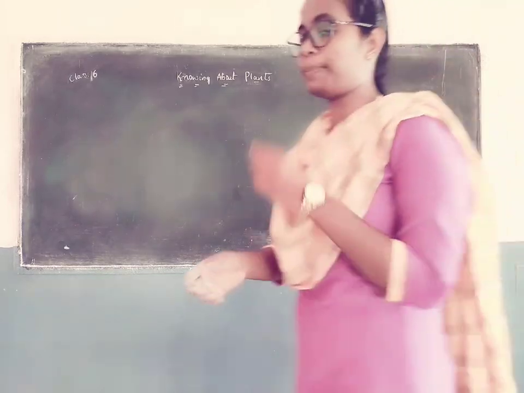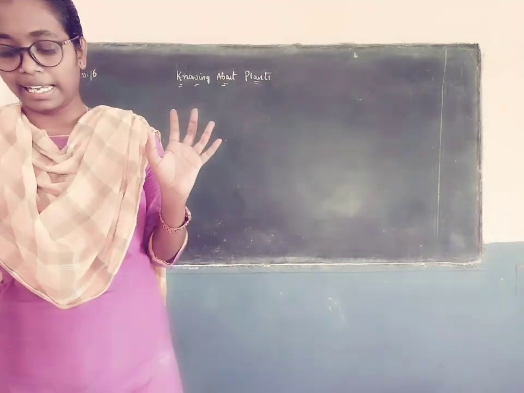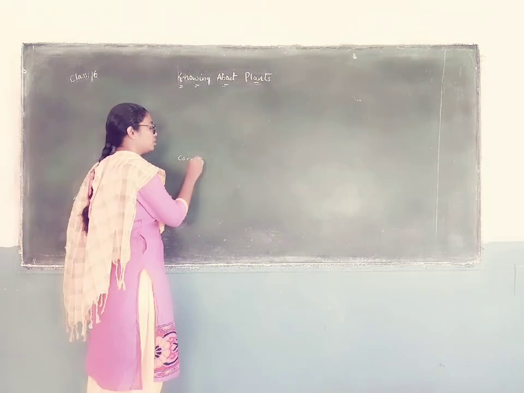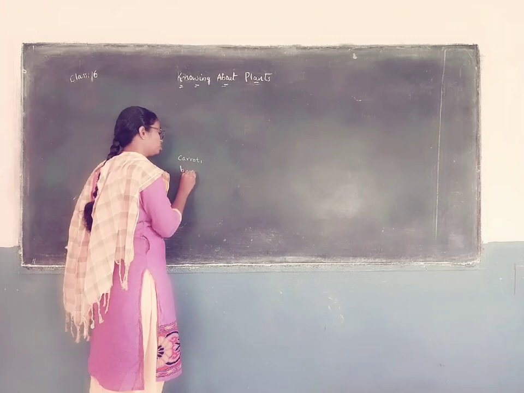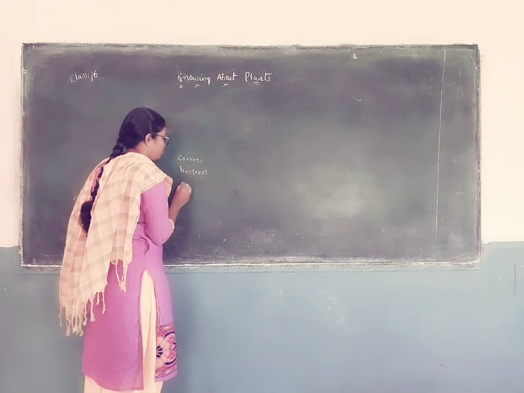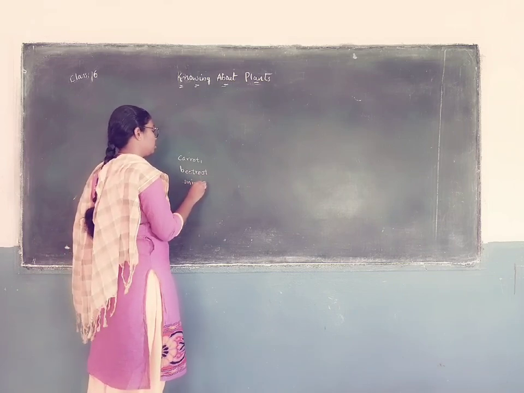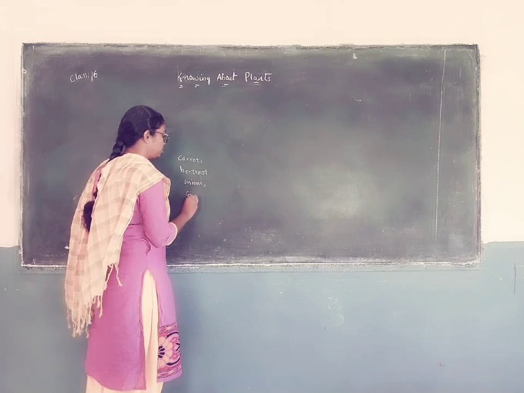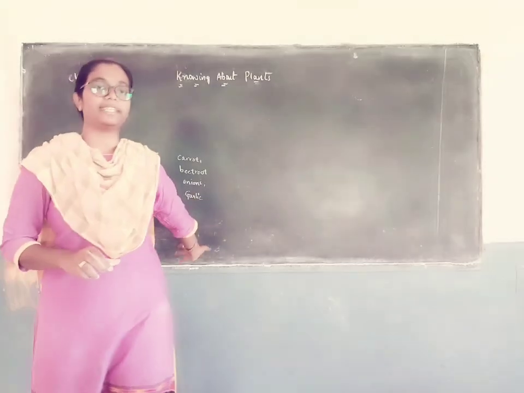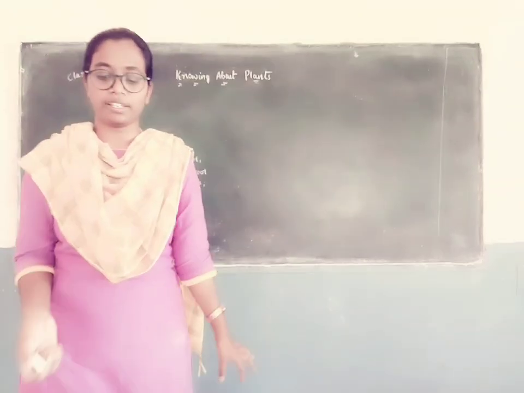Next, let me see about the modification of roots. Some plants like carrot, beetroot, and onions and garlic. These plants used to store food materials on the roots. So such roots are known as tuberous roots.